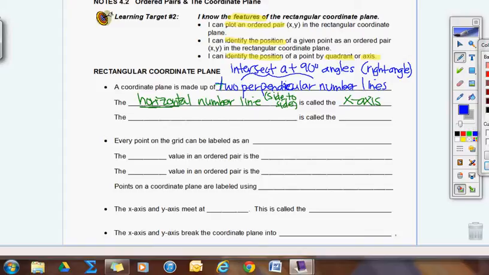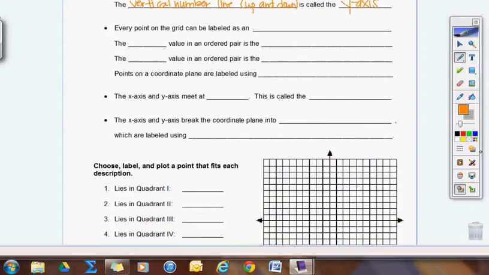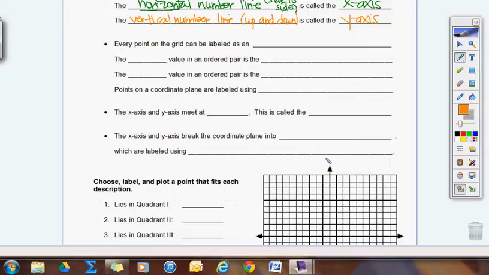And the vertical number line, vertical goes up and down, is called the y-axis. So we've got the horizontal, which is the x-axis, and the vertical, which is the y-axis. Down below, I'm just going to label those. This is the y-axis, and this is the x-axis. Down here, I can label those two things together.